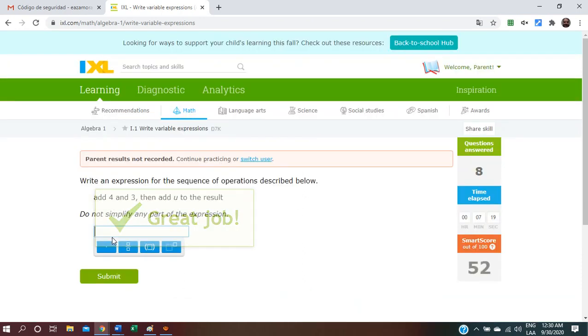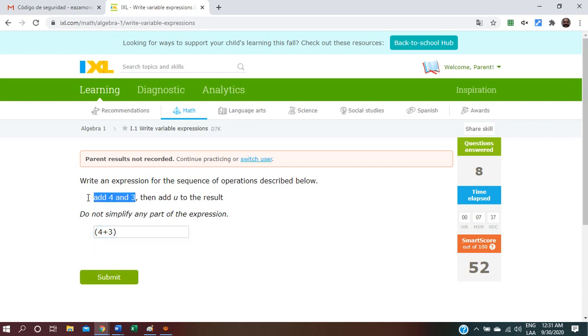Submit. Add 4 and 3, then u to the result. You can hit this button also. You can say 4 plus 3. So here is this part. Then we need to add u to the result. So now we need to add u to the result.